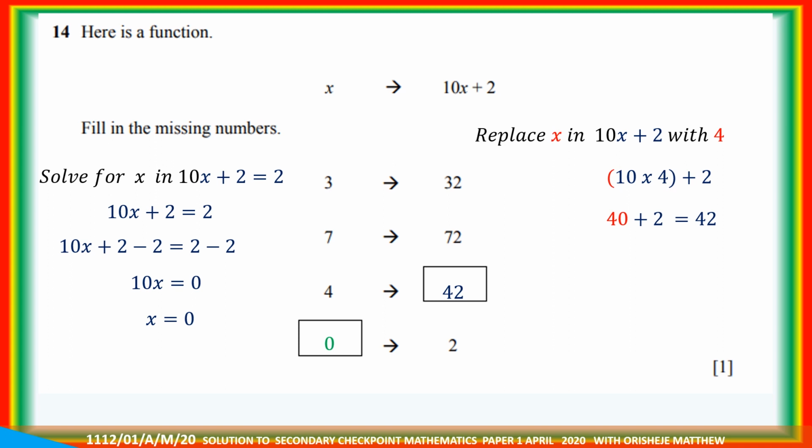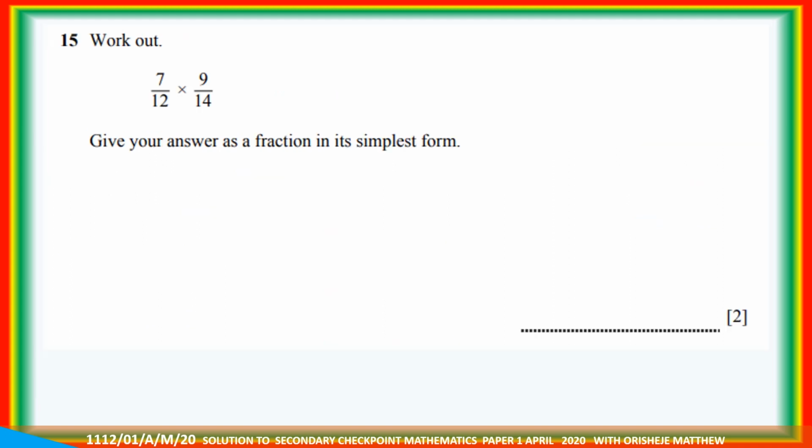Okay, so let's go to 15. Work out this fraction, the multiplication of fractions 7 over 12 multiplied by 9 over 14. Give your answer as a fraction in its simplest form. So that means reduce it to the lowest terms.